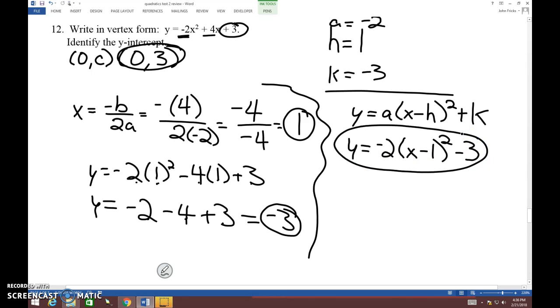Remember, the vertex is the same thing as h and k, so that would be 1, comma, negative 3 in this problem. So there's your vertex if you needed to find it. All right, so that's number 12.